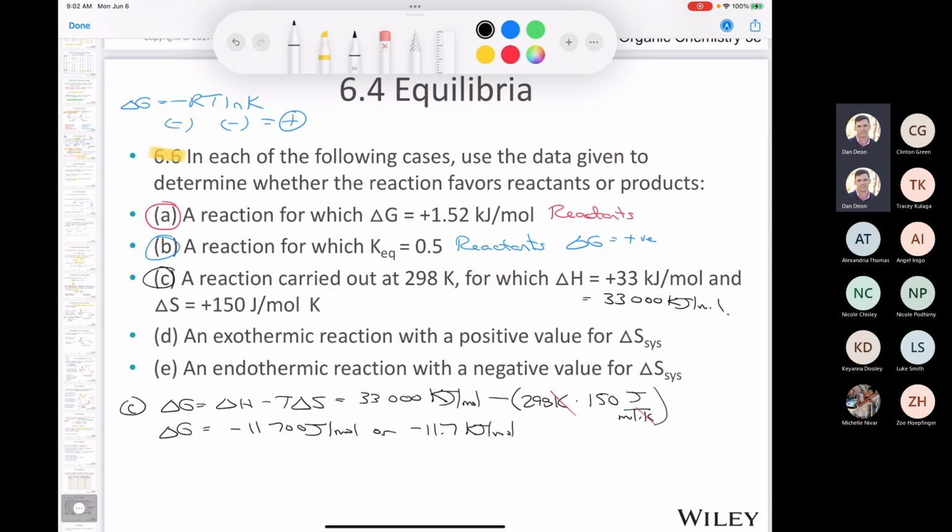Well, I think you follow me on the answer. If the delta G is negative, then it's going to favor the products. So we'll scribble that down here. Products. We've got more products.